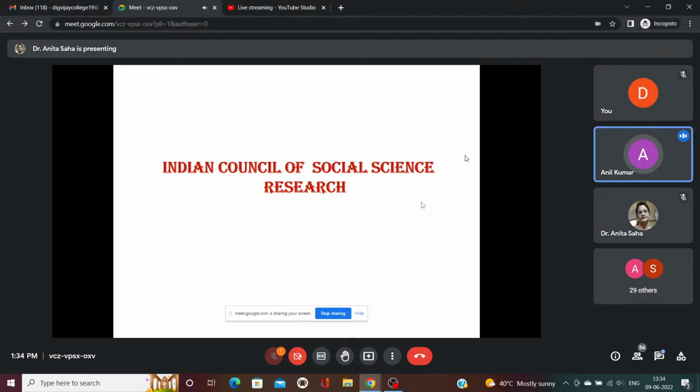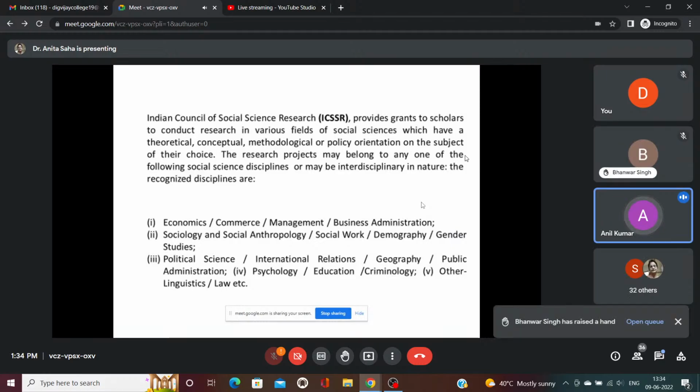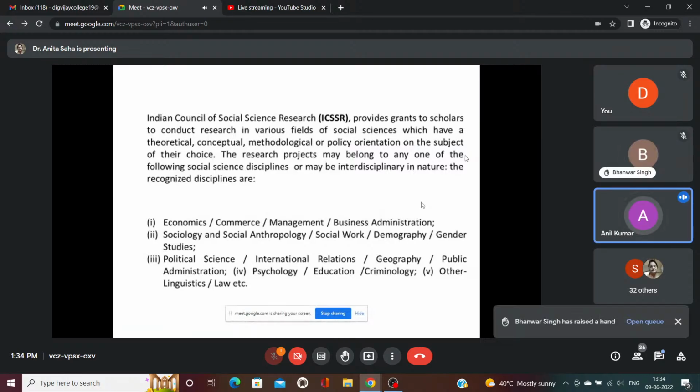Now, Indian Council of Social Science Research. This is again devoted to the social scientist. But again, there is scope for the people of science also, if you are doing research work in collaboration of the social scientist and the natural scientist. Every year, they are inviting applications in social science fields like economics, commerce, management, business administration, sociology, anthropology, social work, demography, gender studies, political science, international relations, geography, public administration and psychology, education, criminology, and linguistics and law, etc.